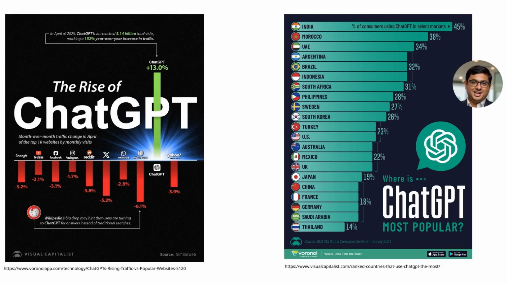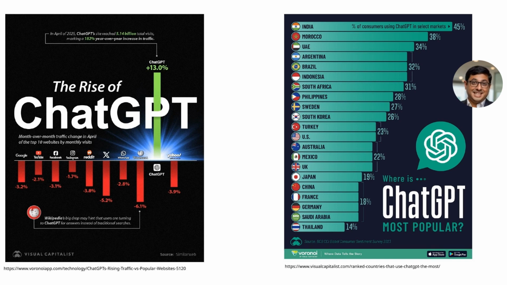A fascinating trend is emerging. Products that take an AI-first approach are now outpacing those that use AI as just a support tool. The chart on the left shows that ChatGPT is the only major site with positive growth in monthly traffic, up 13% in just 1 month, and a huge 182% year over year. Meanwhile, traffic to traditional platforms like Google, YouTube, and Wikipedia is actually declining.